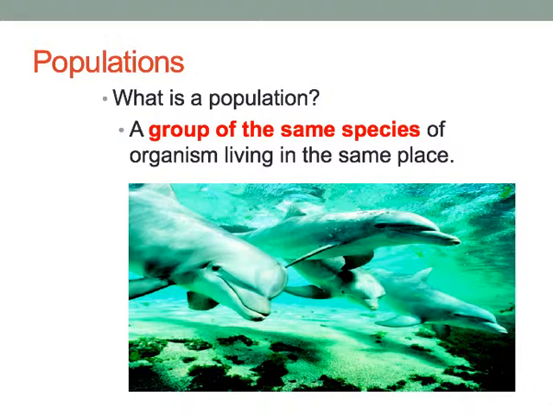So can we have a population of one organism living in North America and a different population living in South America? Of course, they're going to be different populations. They can still be the same species, but they're just going to be different populations because they don't interact with each other.